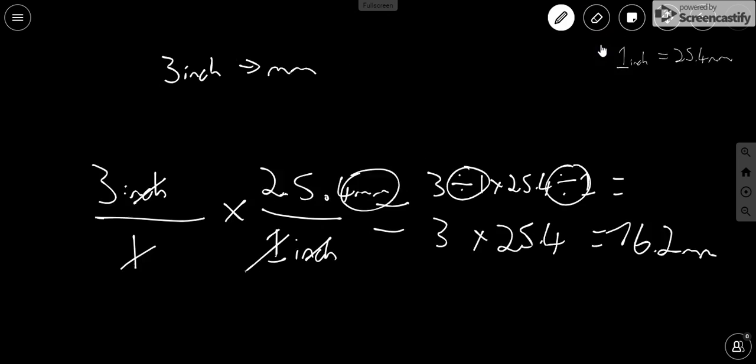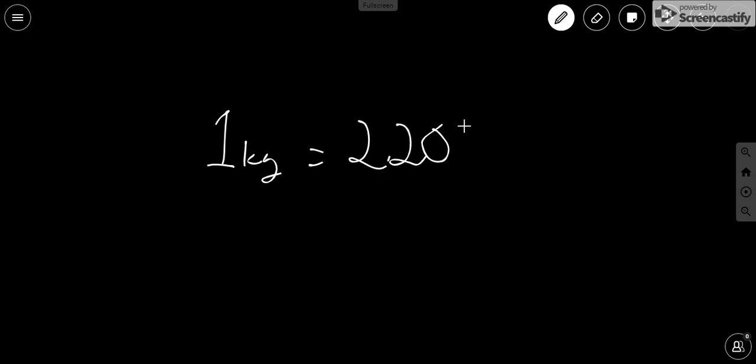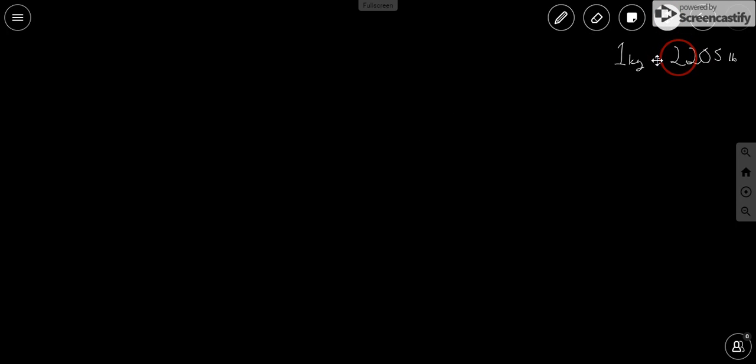I'm just going to do that again, and this time shall we do kgs and pounds? So 1 kg is equal to 2.205 pounds. We're going to pop that up there and use that, and say I want to convert 33 pounds into kgs.